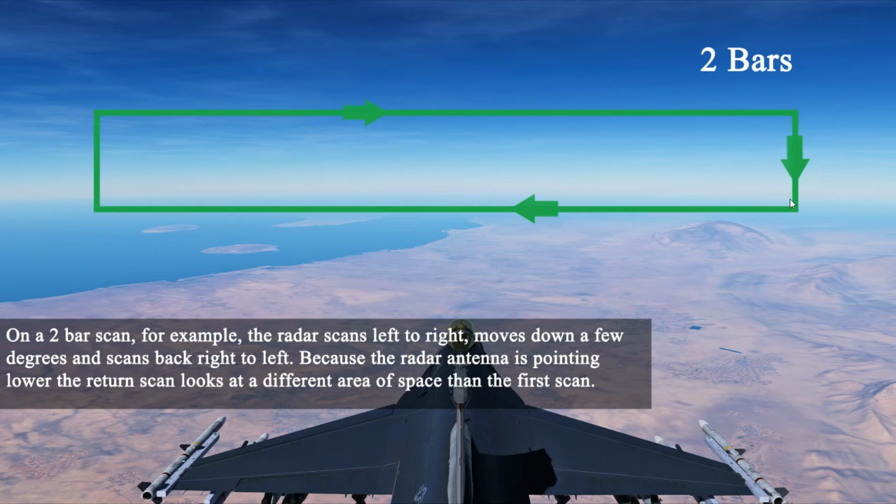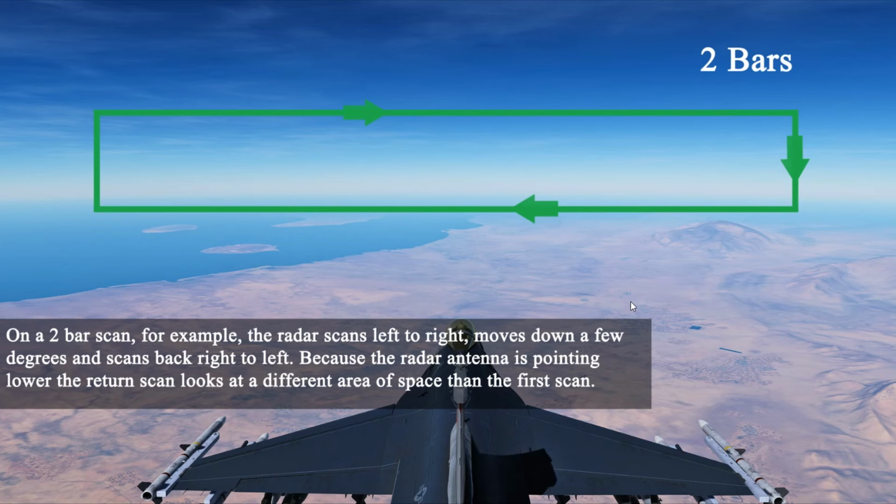This is going to cover a fatter chunk of the sky, a nice big slice relatively compared to 1 bar. All right, so this is 2 bar. This is how it works: left to right, down, right to left, back up, repeat. All right, this is 2 bars.